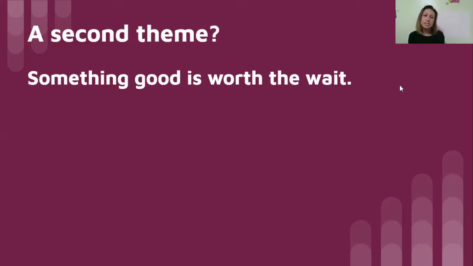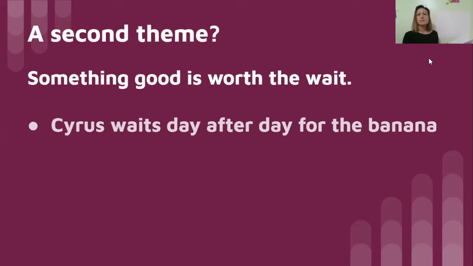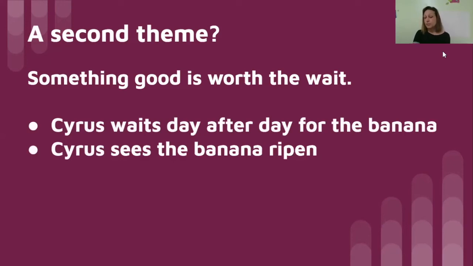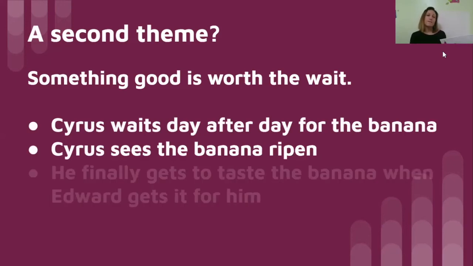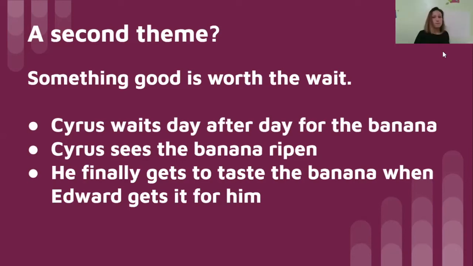And what are our key details that tell us that something good is worth the wait? If we go back into our story, remember, it's always a good idea to go back into your story. He said, it was worth the wait. So that's what a banana tastes like, huh? It's delectable. And how long did he wait? An entire week, right? He waits day after day for the banana. He sees it ripen. It started off green and it turned yellow. And he finally gets to taste it when Edward gets it for him.